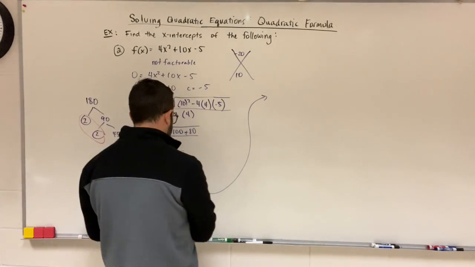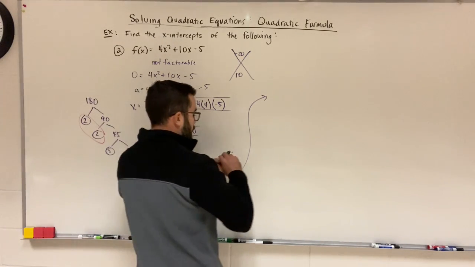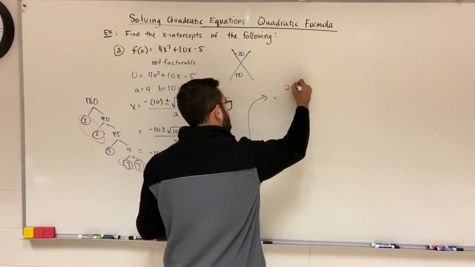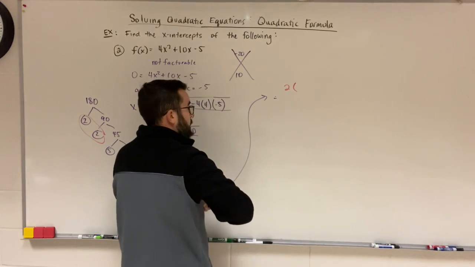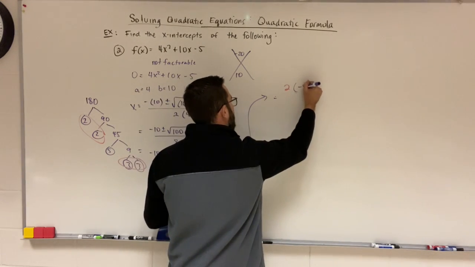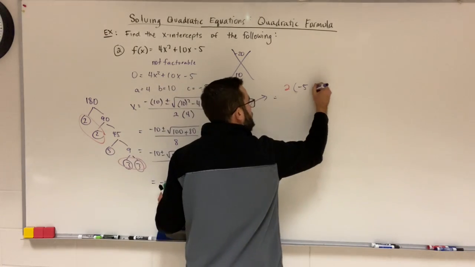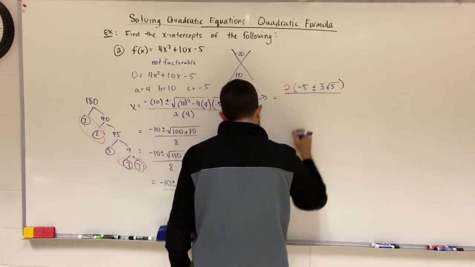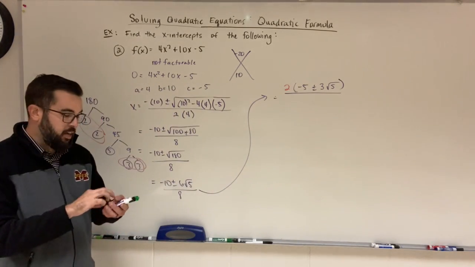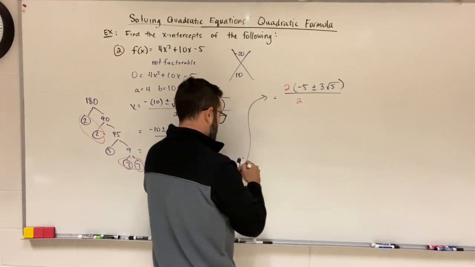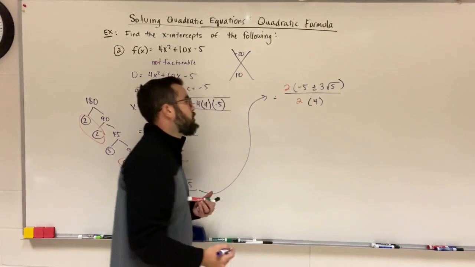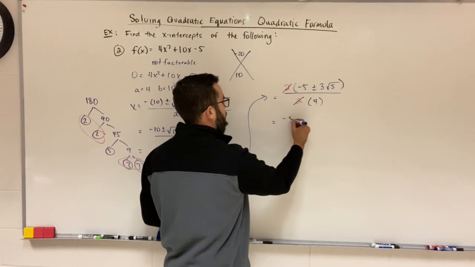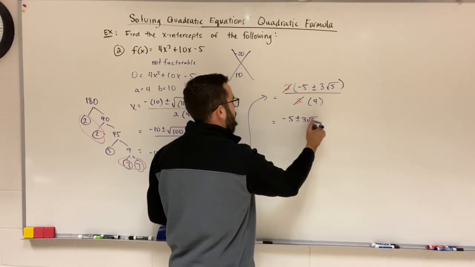All right, there's a common factor of 2 in the top. And inside the parentheses, I'd have negative 5 plus or minus 3 square root of 5, and that's all over 8. 8 has a common factor of 2, so those common factors will cancel out, and I'm left with negative 5 plus or minus 3 square root of 5 all over 4.